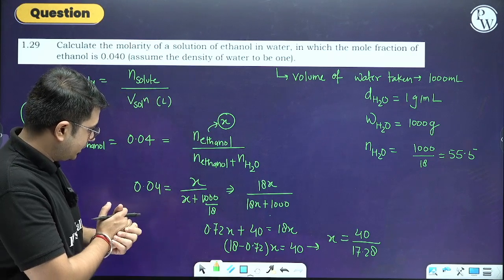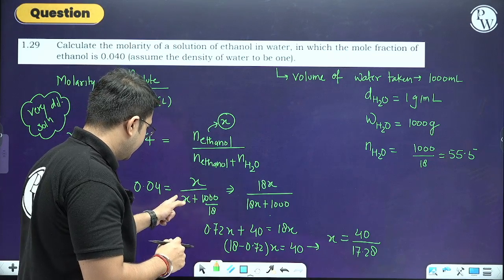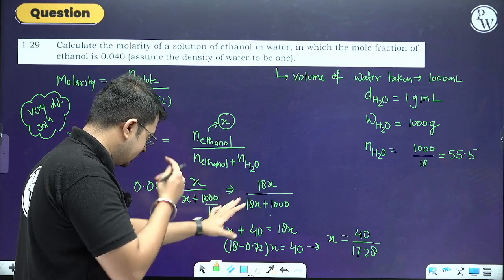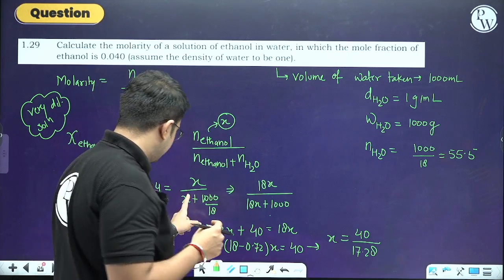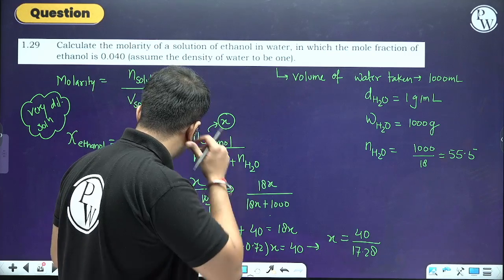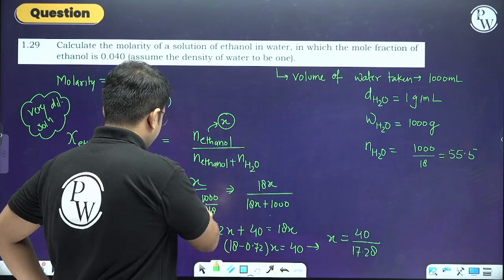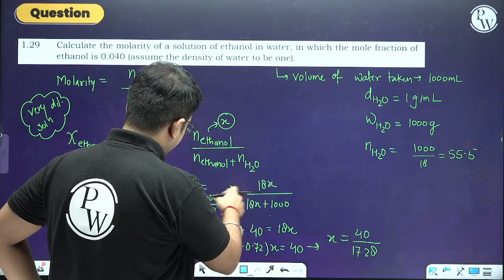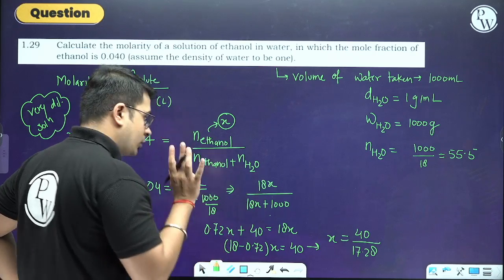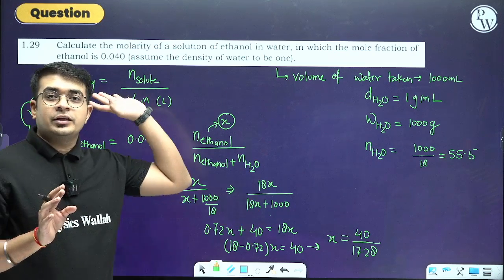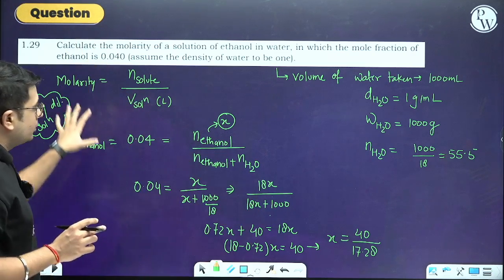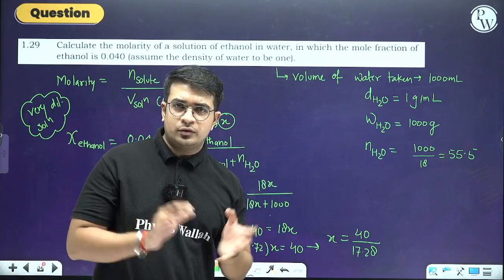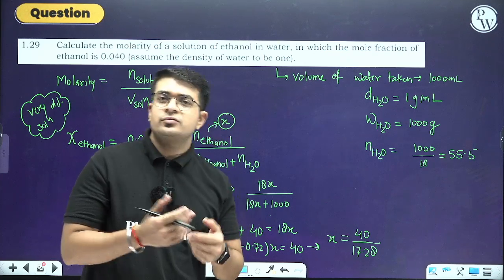That will be 18x plus 1000 in the denominator. Then I have to multiply 18x with 0.04, so that will be 0.72x, and 1000 times 0.04 is 40. Yes, that is the number of moles of ethanol. We have calculated the number of moles by simply assuming that I am initially taking 1 liter of water.